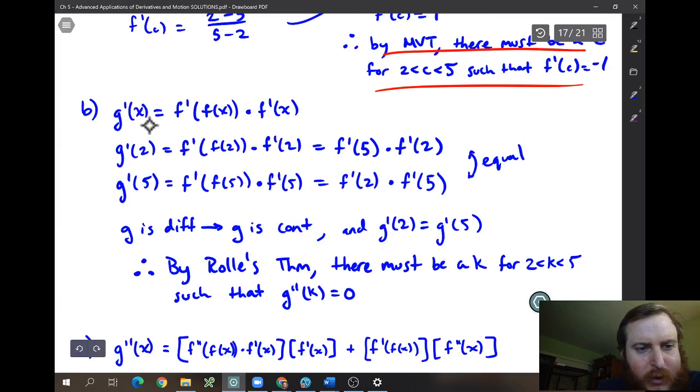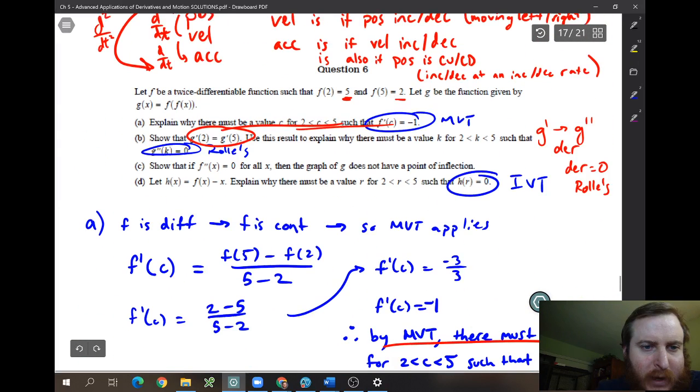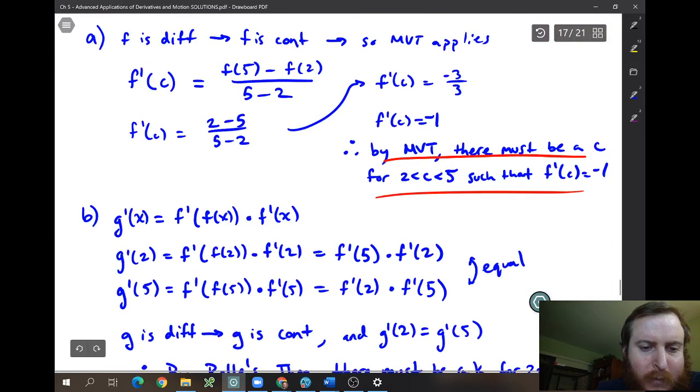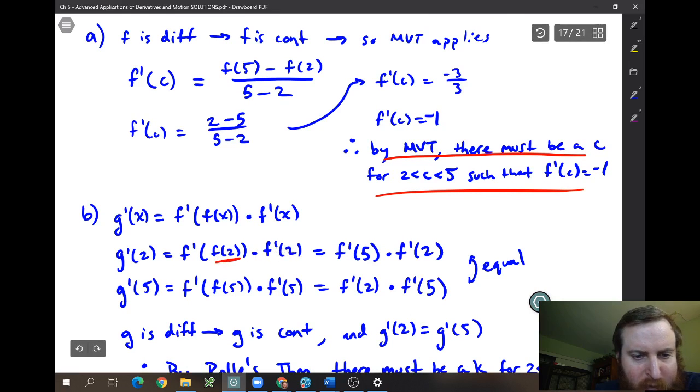So first, because we're asked for g prime of x, we need to figure out what g prime of x is. So g of x was f of f of x, so this is chain rule: derive the outside, and then leave f of x alone, and then times f prime of x, the chain of it. So we're going to do g prime of 2. That's f prime of f of 2 times f prime of 2. We can evaluate f of 2, that's 5. So we get f prime of 5 times f prime of 2. We have to stop there because we don't know anything about f prime.